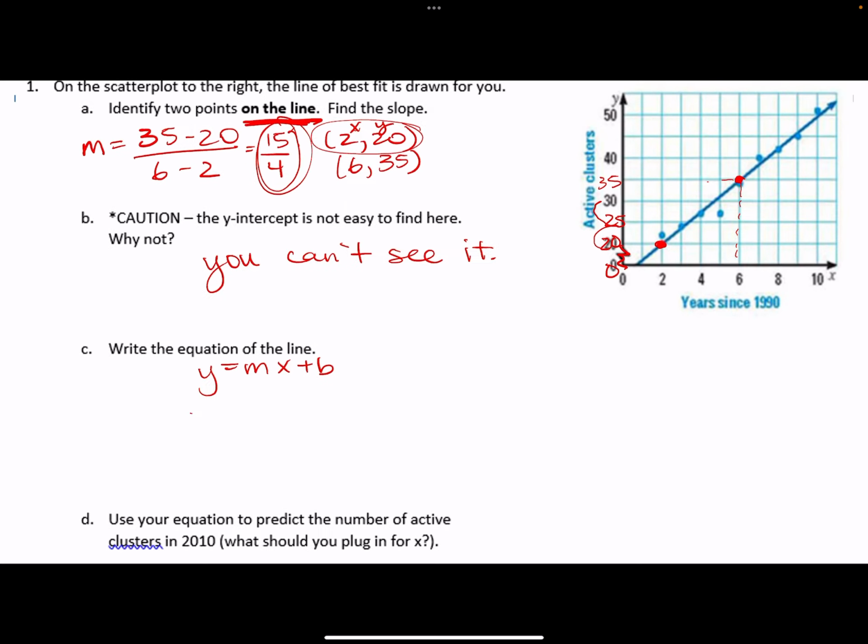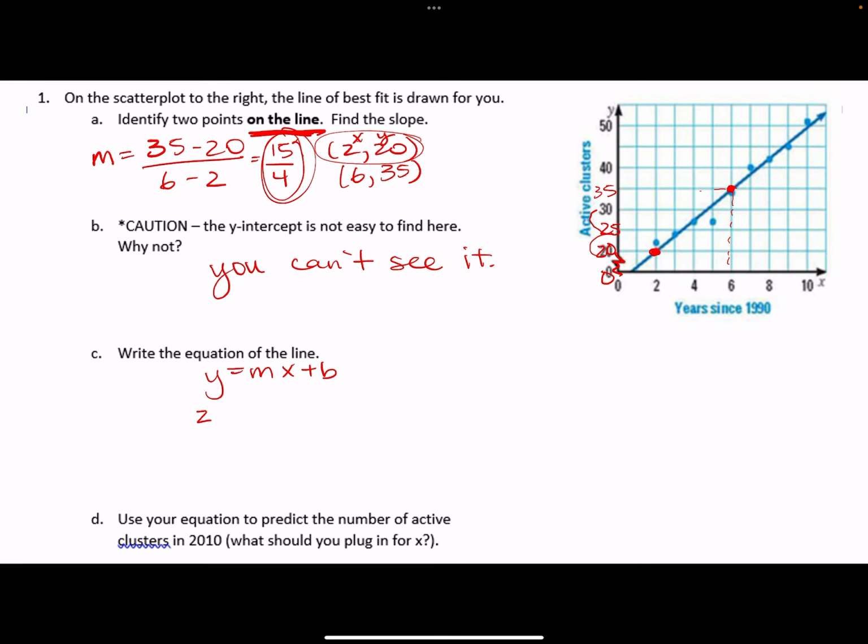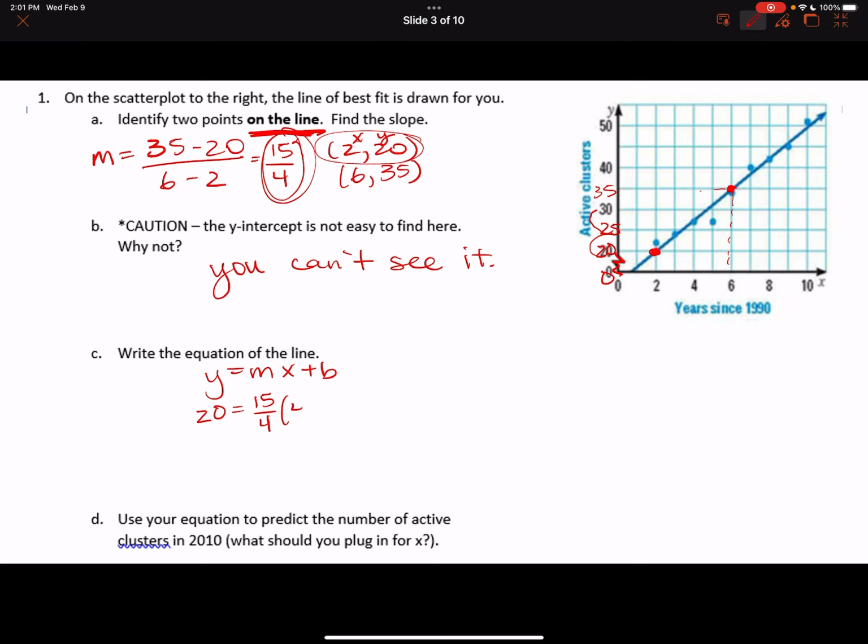So my y value that I chose is 20, which is equal to 15 over 4, and then x is 2, sorry, so x is 2, plus b.